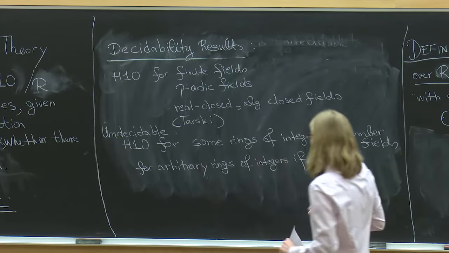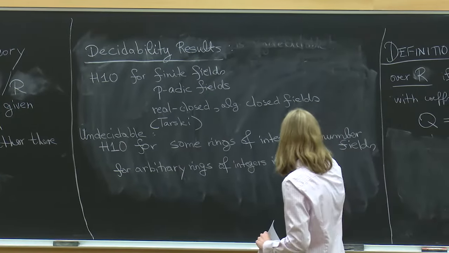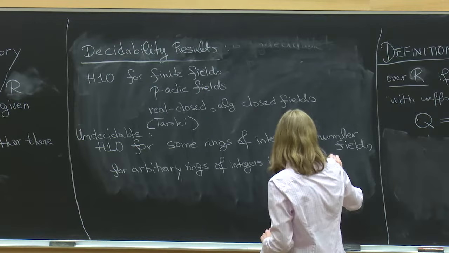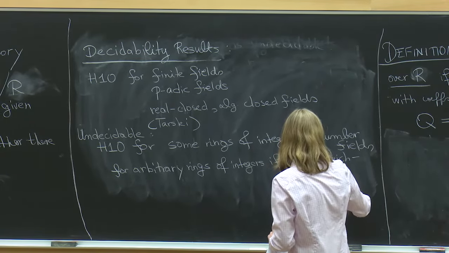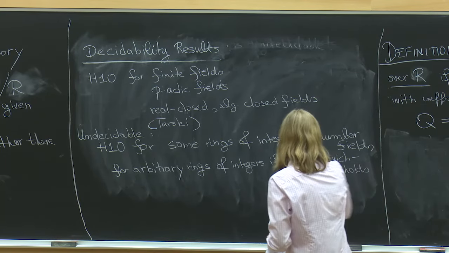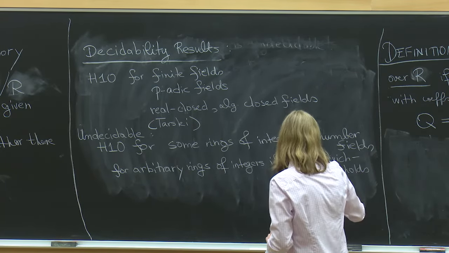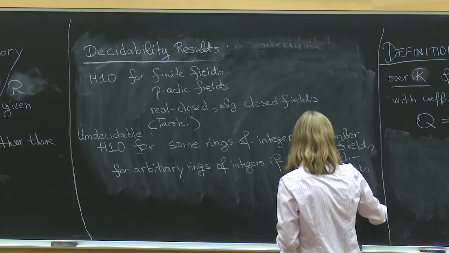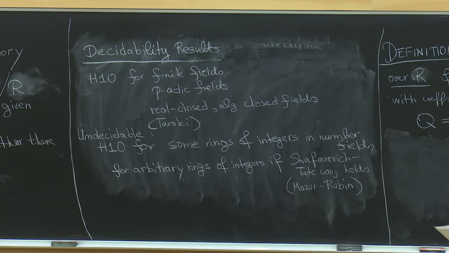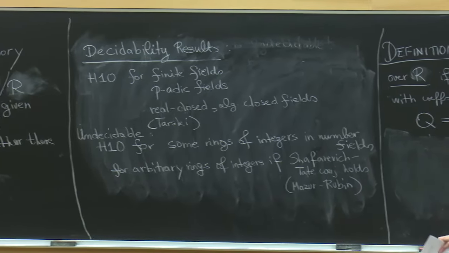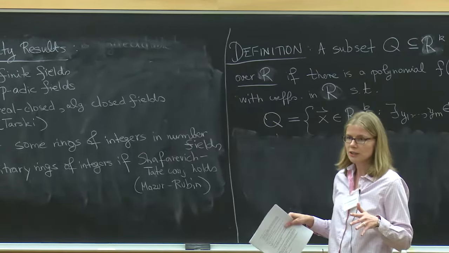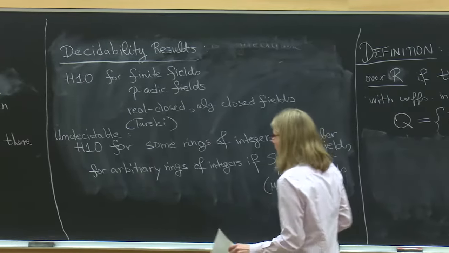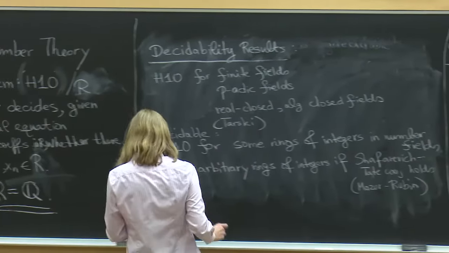And it's undecidable for arbitrary rings of integers if the Shafarevich-Tate conjecture holds. This is a result by Mazur and Rubin. You don't need the full Shafarevich-Tate conjecture, you need it for certain cyclic extensions. And then you have a bunch of other fields.